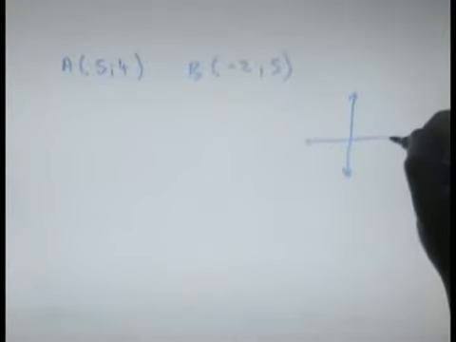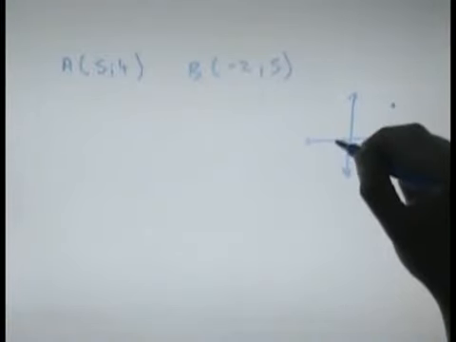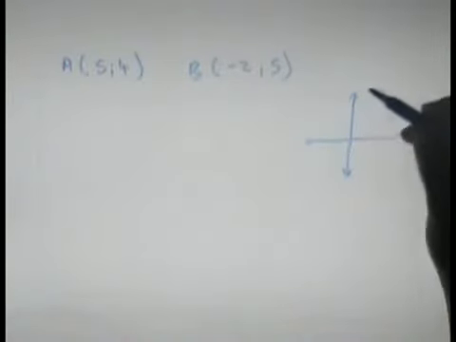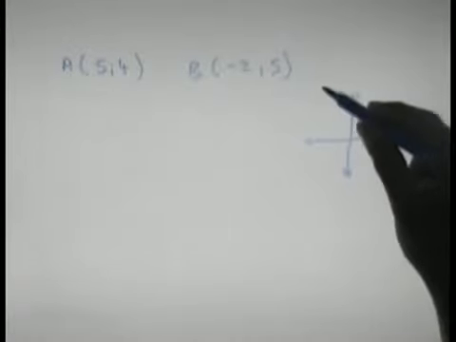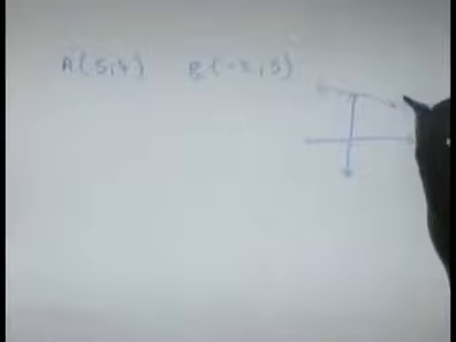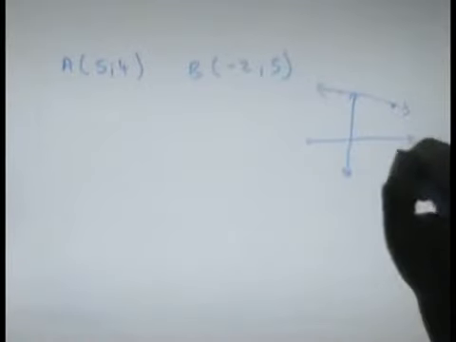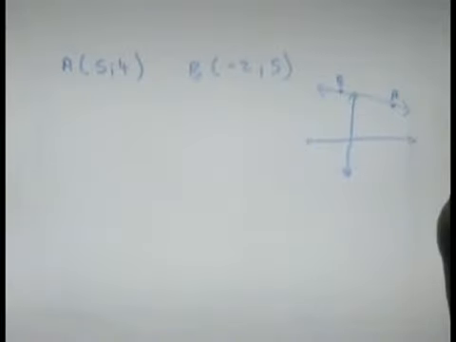A's coordinates is x is equal to +5, y is equal to +4, so it's going to be over there. B is x is equal to -2, y is equal to +5. So that's going to be somewhere over there. Alright, so we're looking at that graph over there, or that straight line rather. That's B and that's A.